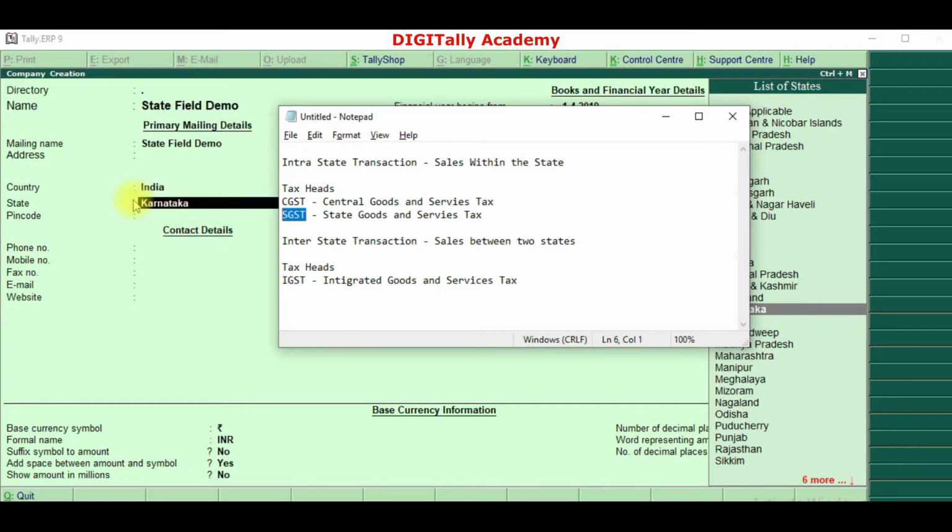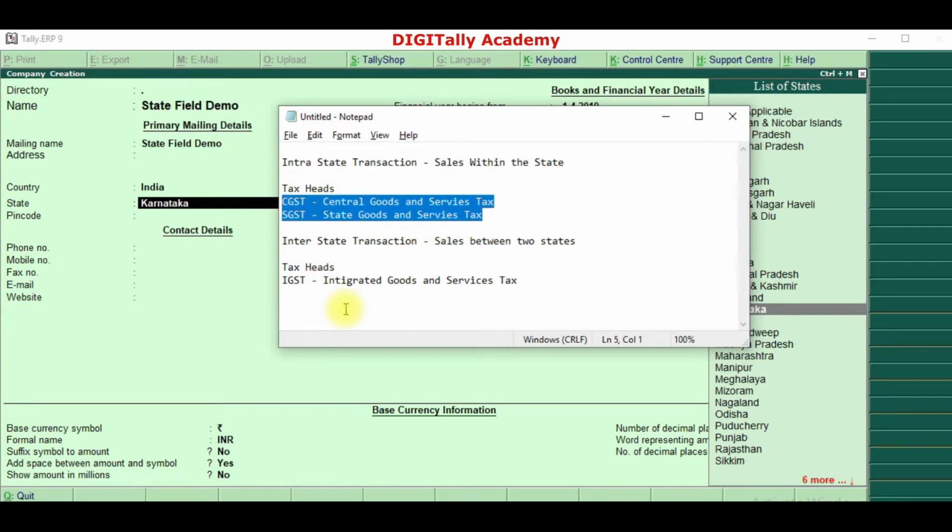So if you are selling to a buyer in Karnataka, then Tally will activate these two heads. In case you select IGST for a local transaction, that is, sales within the state, then IGST will not calculate. Then you should go and check the state of the buyer and change the buyer accordingly. So if the buyer and seller are both in Karnataka, then the transaction is called an intrastate transaction and these two heads will get activated.